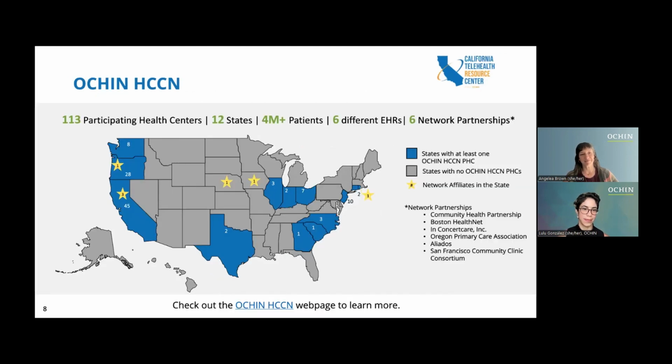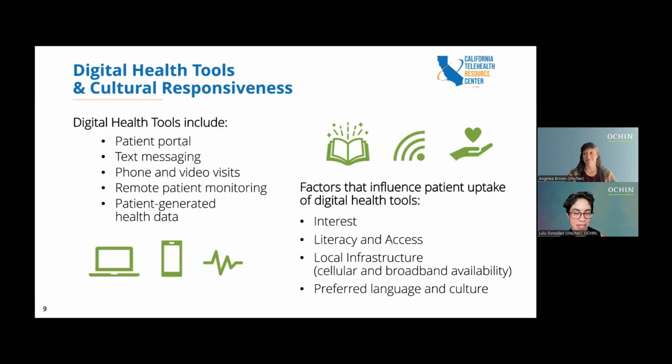Next slide. So a lot of the work that you're going to see today was funded by the Ochin Health Center Controlled Network, or HCCN. It's the largest HCCN in the nation. And health center controlled networks are collaborative groups that provide no-cost, on-demand resources and training to participating health centers to address operational and clinical challenges that are related to health information technology, very much akin to CTRC and other telehealth resource networks. And Ochin HCCN supports 113 participating health centers and counting, using a variety of electronic health records and serving over 4 million patients, and it is funded by HRSA. So we do welcome you to check out the HCCN webpage to learn a little bit more.